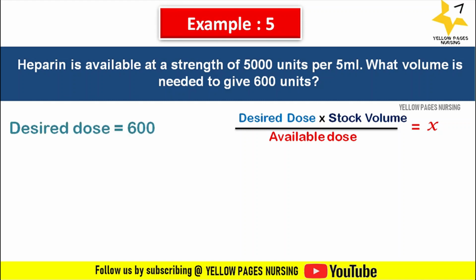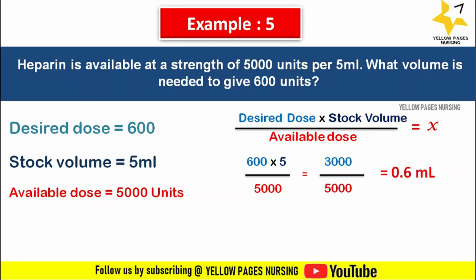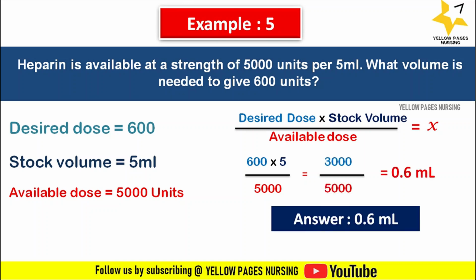Stock volume is 5 ml, which is the available strength of heparin vial in hand. Available dose will be 5000 units, that is 5 ml vial of heparin contains 5000 units in it, and hence it becomes the available dose. So applying all in the formula, we get 600 multiplied by 5 divided by 5000, which gives 3000 divided by 5000, and the answer will be 0.6 ml, and hence the volume of heparin to be given will be 0.6 ml. So here you go with the drug volume calculation.